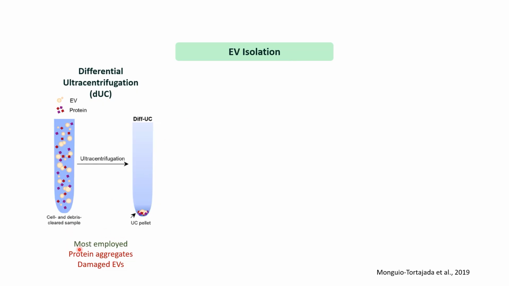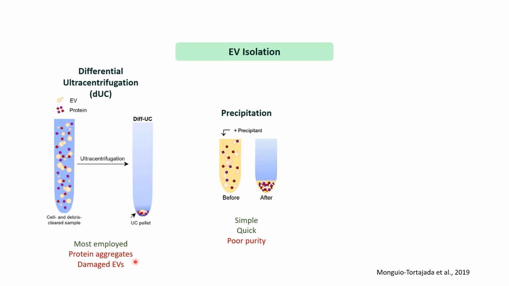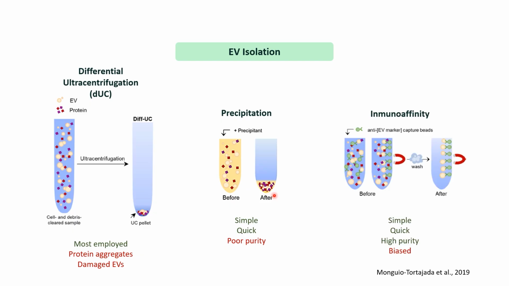That is the most employed, but it has the drawback that with your vesicles, there will be a lot of protein aggregates, and it can also damage extracellular vesicles because of the high speed of centrifugation. There are also different kits and reagents for the precipitation of extracellular vesicles. These are very simple methods and very quick, but they have a very poor purity in your sample because they just extract water from the sample and everything will precipitate together, vesicles and non-vesicular components.